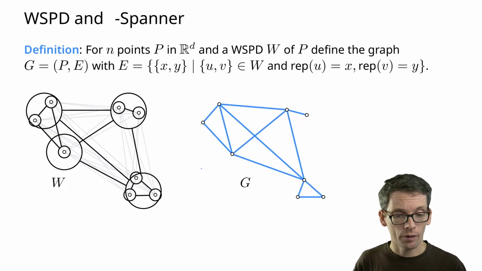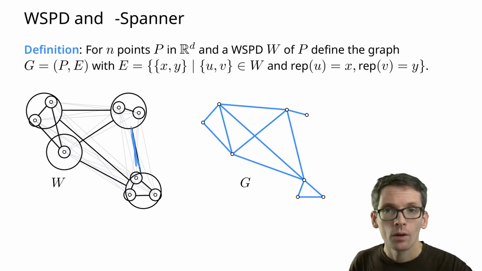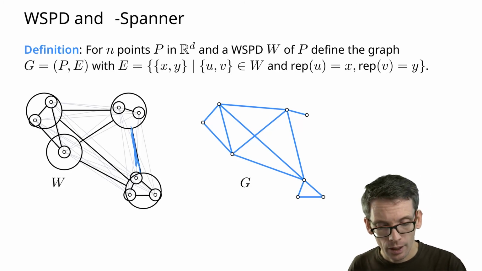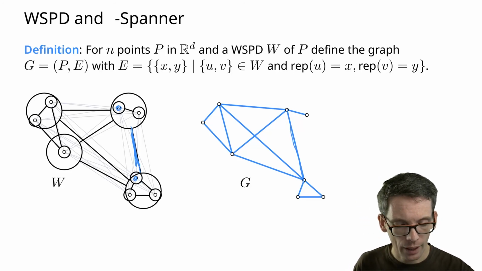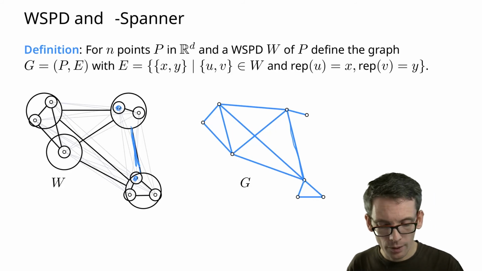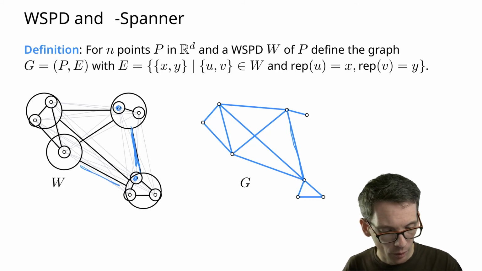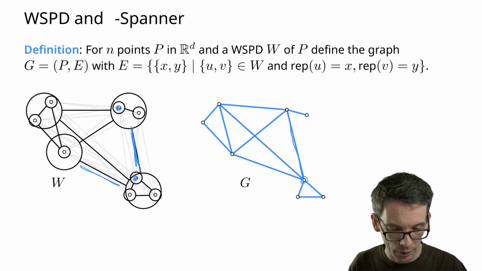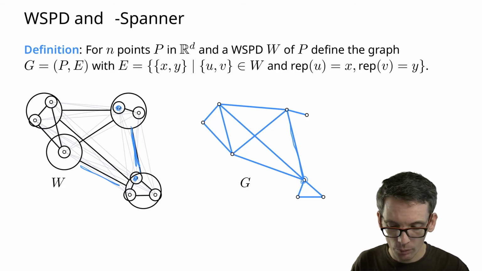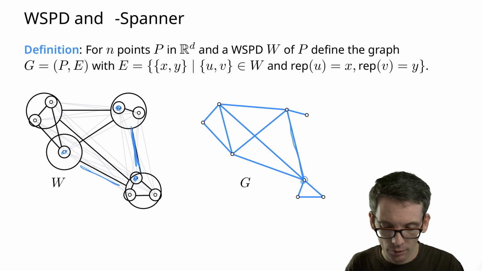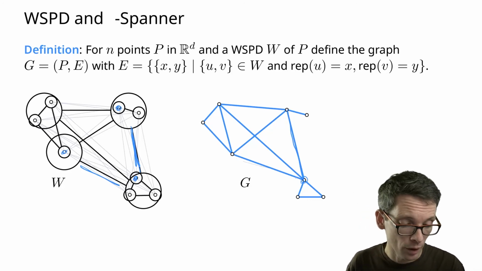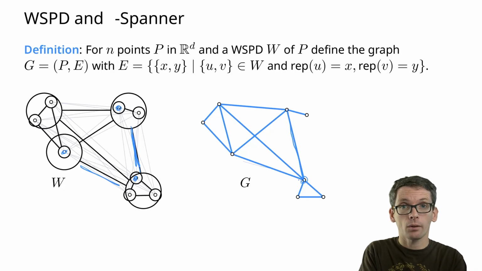Let's have a look at how this looks. So here on the left we have a well-separated pair decomposition, on the right we have the resulting graph. So for any pair, let's say this is a representative of that upper set, this is a representative of that lower set, I add that edge. And likewise for this one here, the representative of that node is this point we already said. Here, that's the only point, so it's also the representative. I take an edge, and so on, and this is where I get the graph to the right.